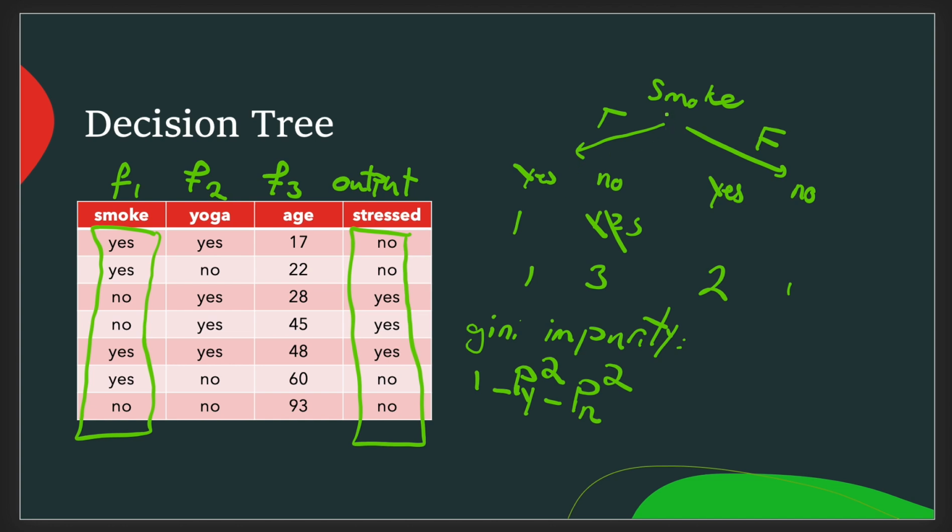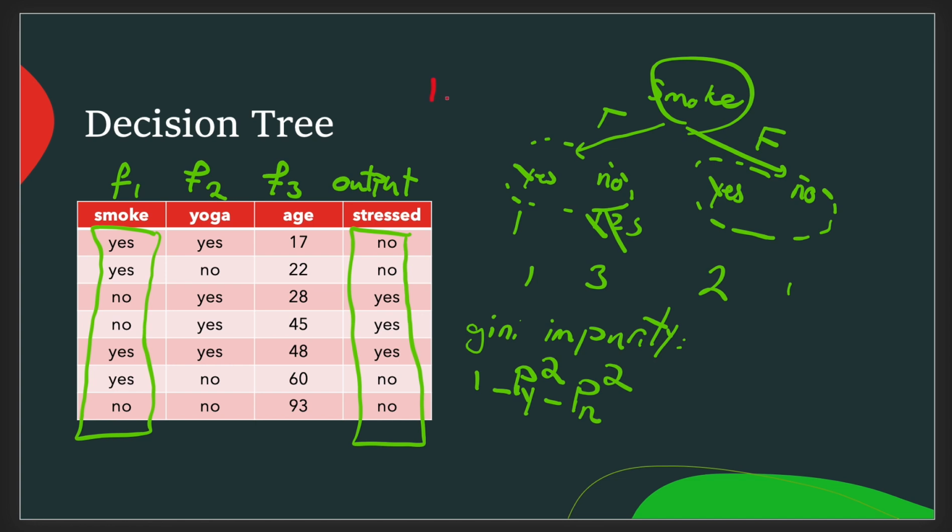So like I said before, smoke is a node. If it's true, it comes here. Here is a node. So I'm just going to go like this. And then this is also another node. Let me change this color. So it's better now. Now let's calculate the Gini impurity for this node in here.